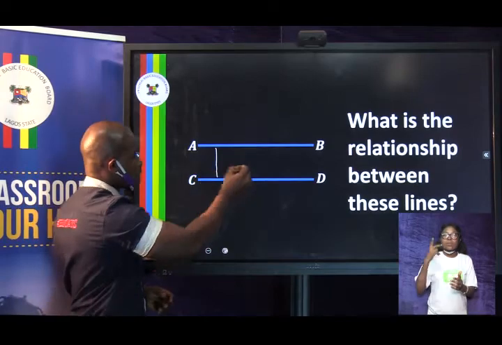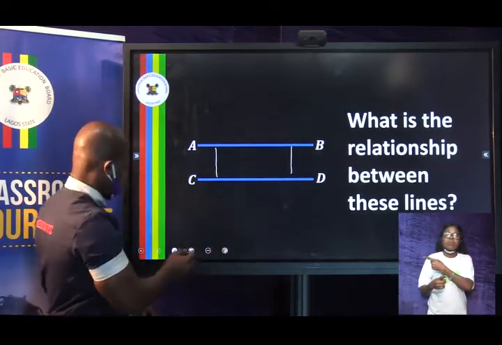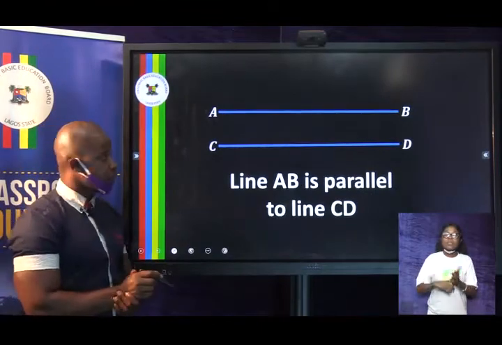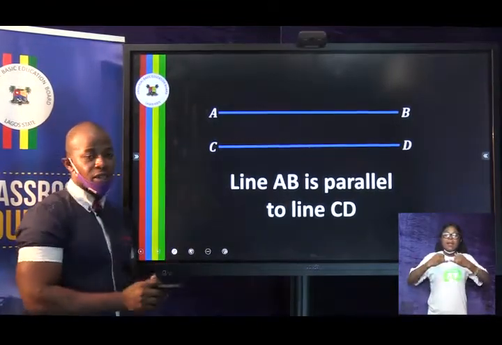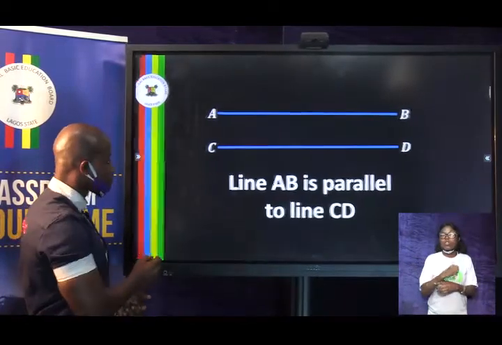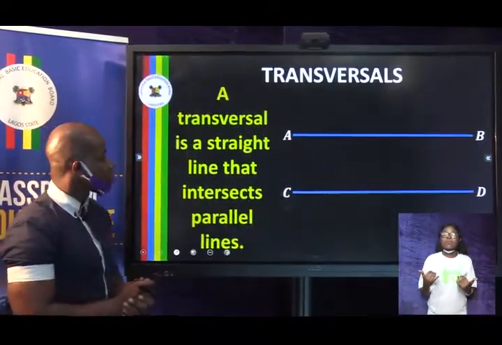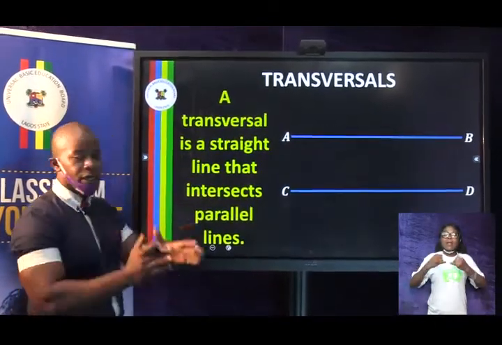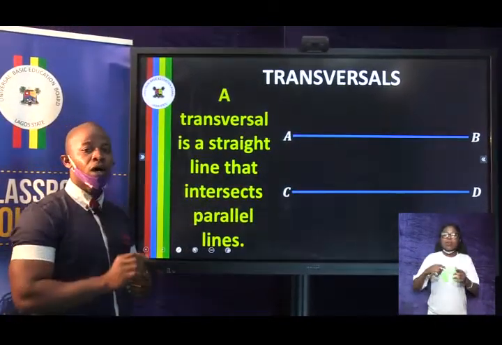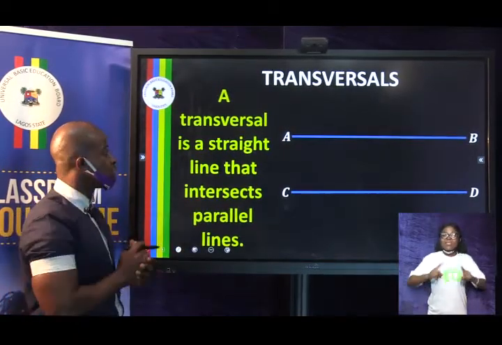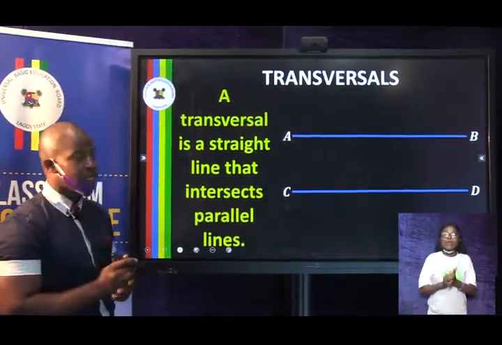Observe that this place is the same as this place. We call these parallel lines. AB and CD are parallel to each other. Remember that we did this in our last lesson. Now, when you have parallel lines like this, going in the same direction, and you now have another straight line that is not parallel to them, crossing them, we call that line a transversal.